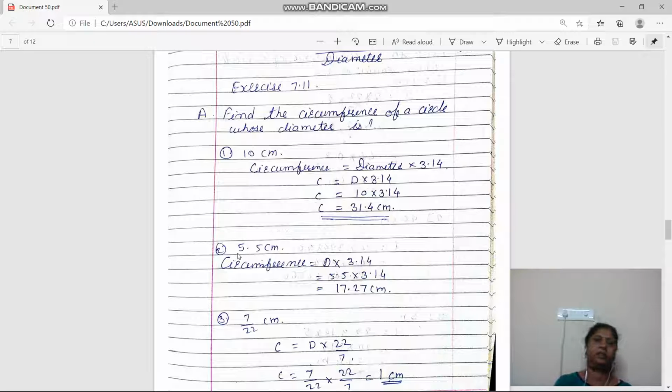Okay. Now next, 5.5 centimeter. So circumference is equal to D multiplied by 3.14. So it is 5.5 multiplied by 3.14. If we multiply it, we get the answer 17.27. Okay. Roughly you can multiply. And give the decimal properly. We have learned about the multiplication of decimals, right?